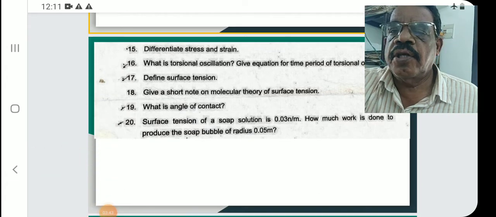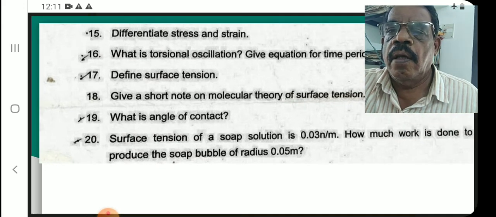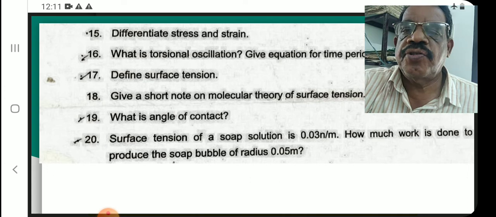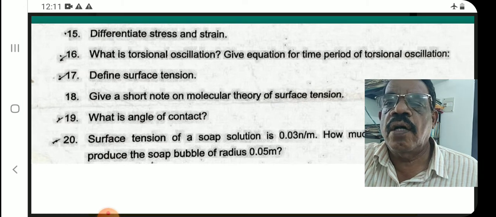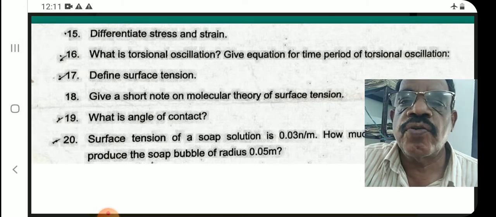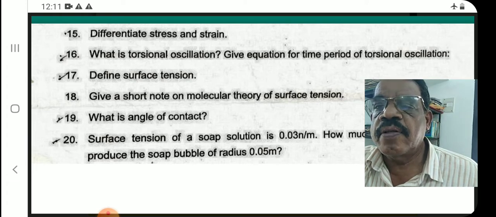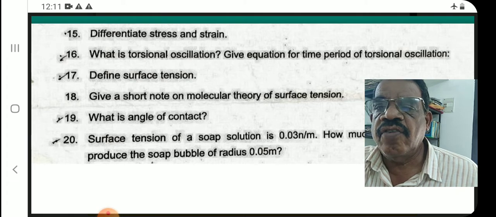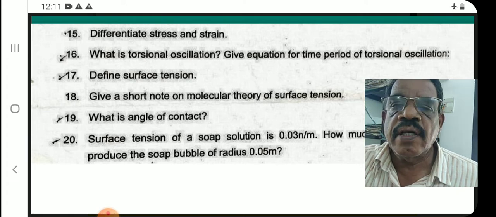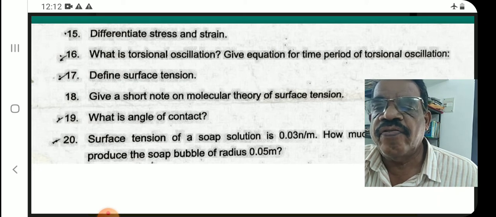State work energy theorem. Next question, differentiate stress and strain. Number 16, what is torsional oscillation? Give equation for a time period of torsional oscillation. Number 17, define surface tension. Number 18, give a short note on molecular theory of surface tension. Number 19, what is angle of contact?